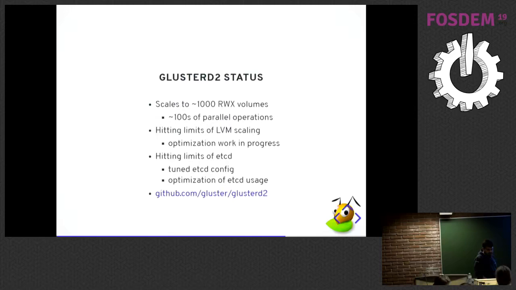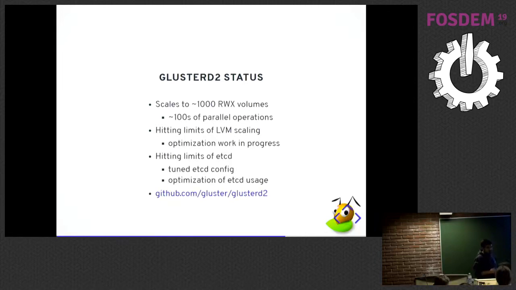So let's see the current status. As of this moment, all of this I'm talking about is in a 3-node cluster. We can scale to about 1,000 RWX volumes, and hundreds of requests in parallel, as in hundreds of volume creation or volume deletion requests happening in parallel. So it doesn't bother GD2.